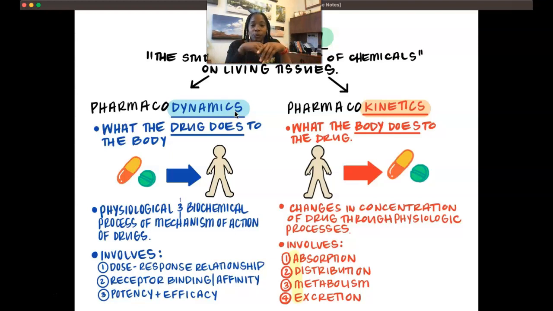So that's going to involve a few things. We have to consider how often the patient is taking it or dosing, right? Is it every 2 hours? Is it every 4? Is it every 6? We have to understand when we give a drug, do we have enough receptors available for the drug to actually bind to it to create an actual effect? And then we have to consider the potency, right?